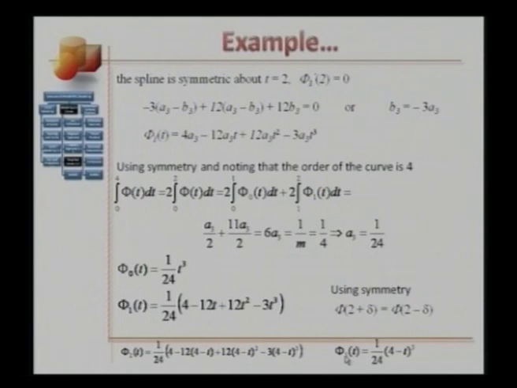Likewise, phi 3 of t will be 1 over 24 times (4 minus t) cubed. Phi 3 would be the symmetric part of phi 0, and phi 2 is the symmetric part of phi 1. Let's try to plot these segments and understand how these segments come together and form a composite continuous basis function or spline, specifically a cubic spline in this case.